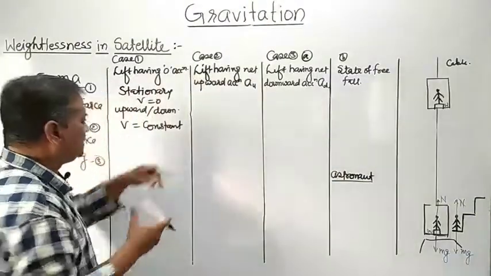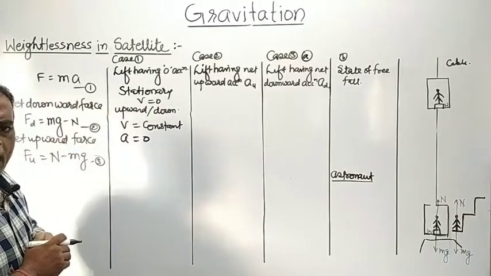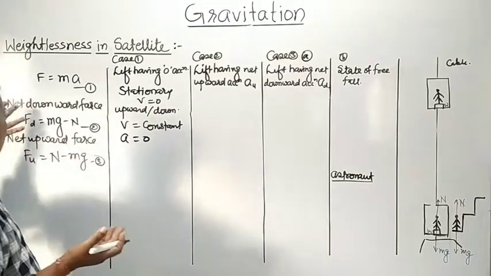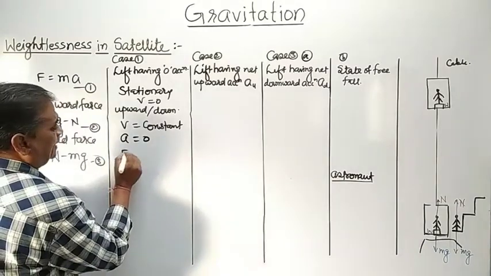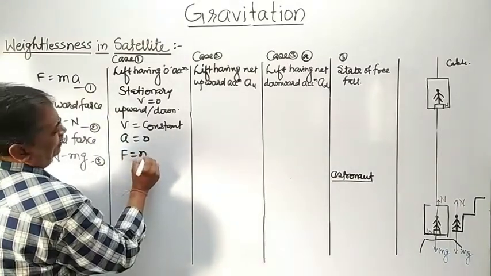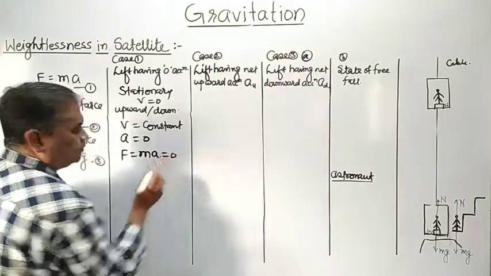Remember, when velocity is constant, acceleration is zero. Acceleration is zero, so you can use the downward force or the upward force. So what is the net force acting? F, which is equal to m into a. But a itself is zero. So F is equal to zero.